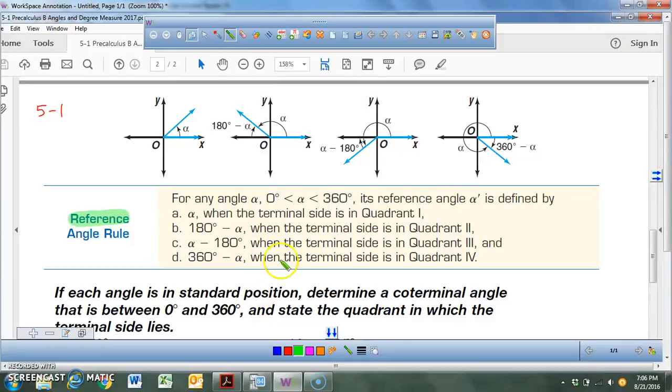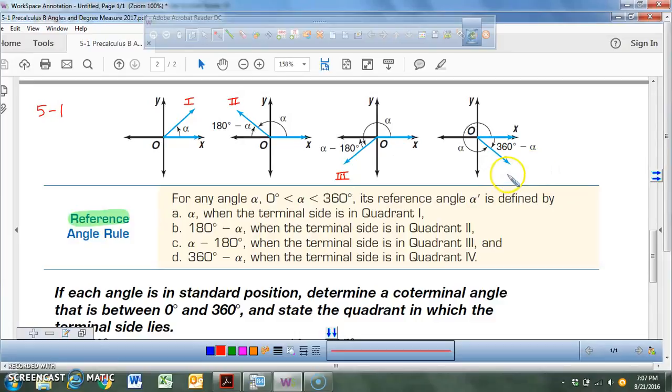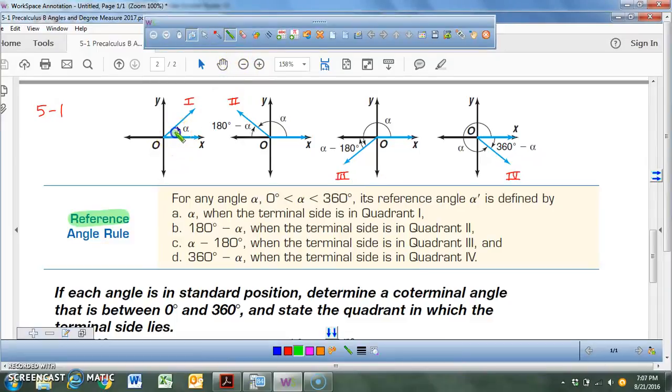So what I'm going to do is, you're probably going to want to pause the video and copy these sets of examples. First one is dealing with if your reference angle is in quadrant 1. Second, if your reference angle is in quadrant 2. And of course, then we have quadrant 3. And finally, quadrant 4. So these are pictures right here of if you had the reference angle right in here.